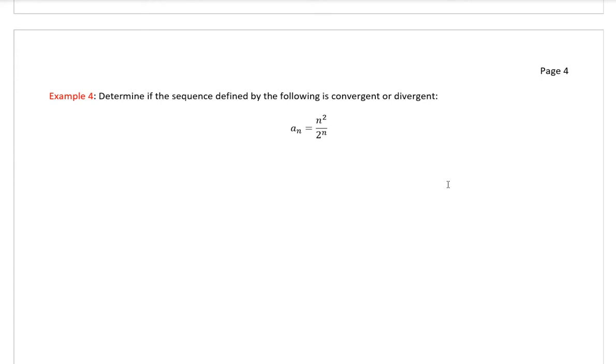Okay, so here we're going to determine if the sequence defined by the following is either convergent or divergent. The first thing we really want to do is plug in some values for n and see what we can get. So if I start defining some of these values, a sub n, if I start off with 1 to the second power over 2 to the 1, I get 1 over 2. If I plug in 2, I get 2 squared, which is 4, over 2 squared, which is also 4, so I get an overall value of 1. If I plug in 3, I get 9 over 8.